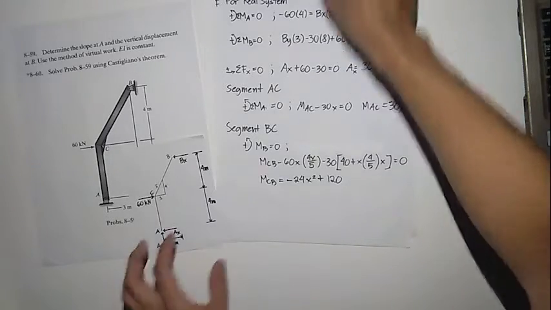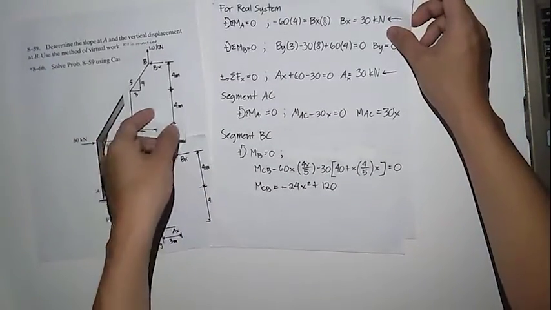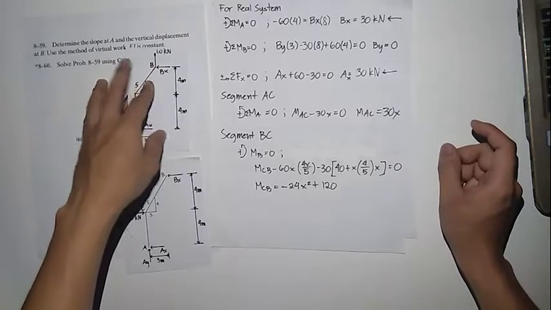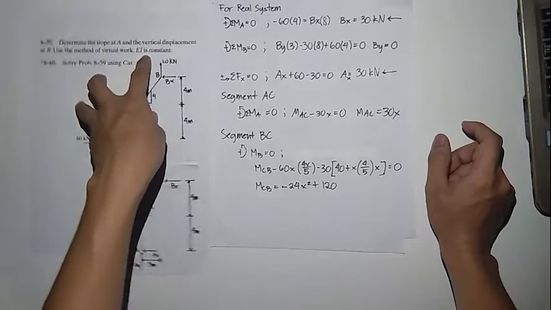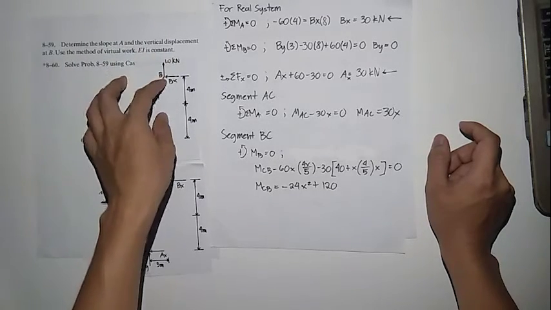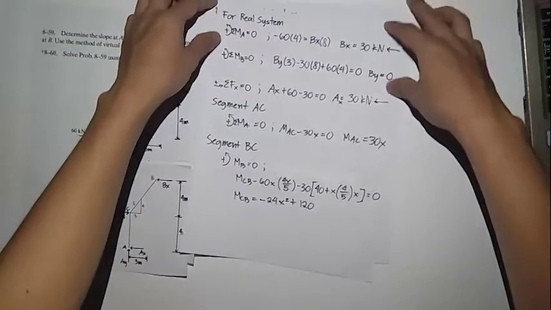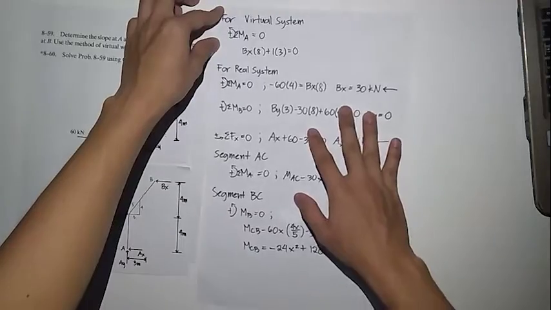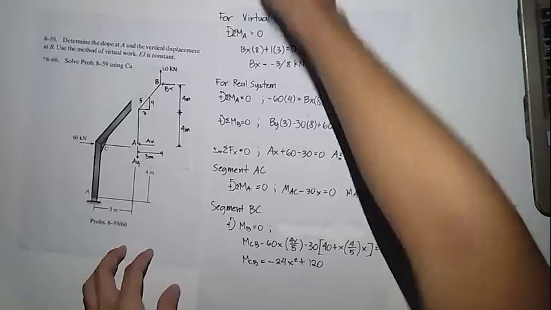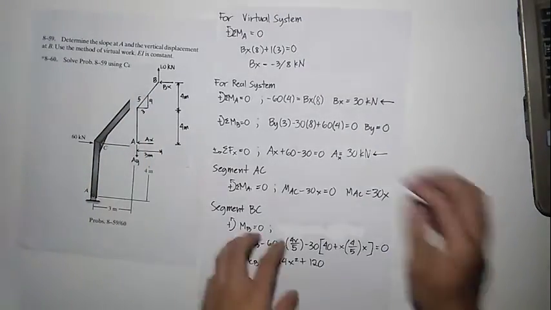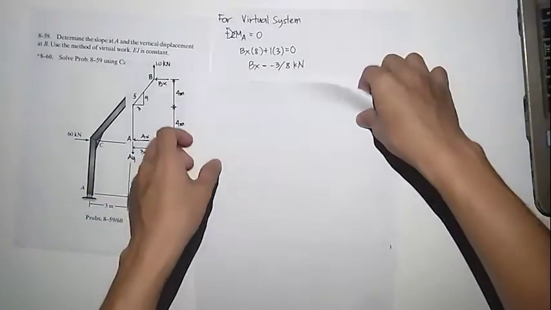At sa susunod po natin isolve ay ang sa virtual system. Ito po ang virtual system na FBD kung saan ang base po sa problem ay hahanapin po natin ang vertical displacement at B. Kaya dito po nailagay yung 1 kN. So, ito po ang solution ng virtual system. Una-una po hahanapin po natin ang Bx. Itatago ko muna to kasi magpo-focus po tayo sa virtual, tatakpan ko po ito para di po kayo malito sa mga solutions po natin.